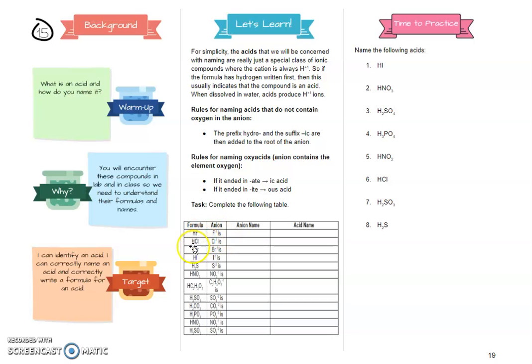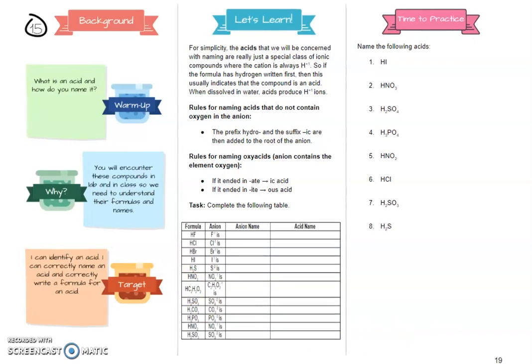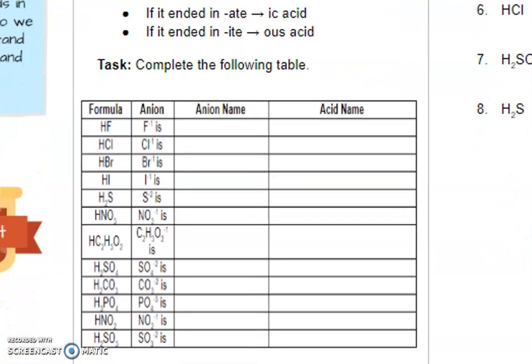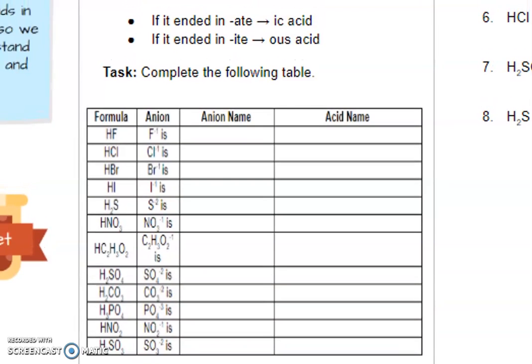So this part here: HF, HCl, HBr, HI, H2S, and so forth. Look, every single one of them starts with H. So if it starts with H, you're thinking acid. I'm going to make this a little bit bigger here so we can work with it. So we're going to be working with these rules, whether it contains oxygen or not. So the first one, no oxygen. We think about what is the F part called, because it starts with H, so that's nothing new. But what's the F part called?